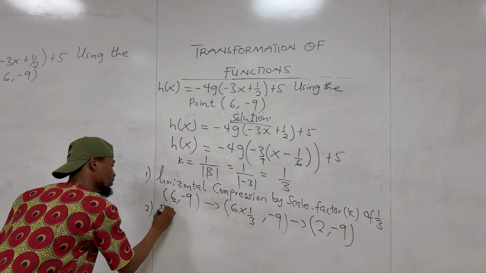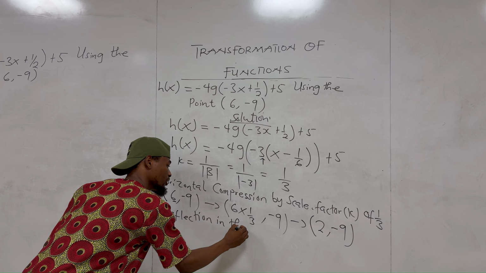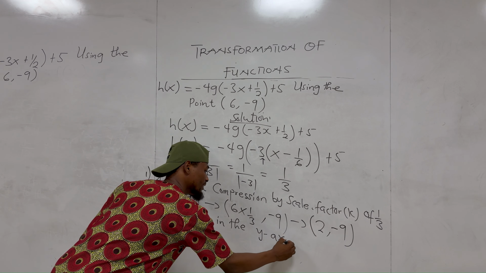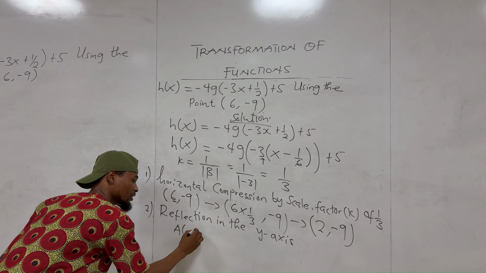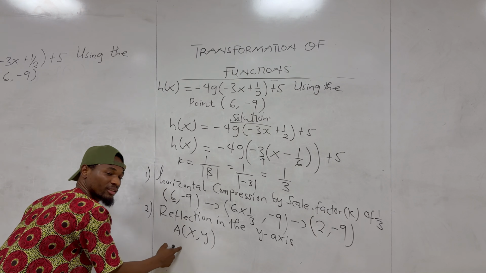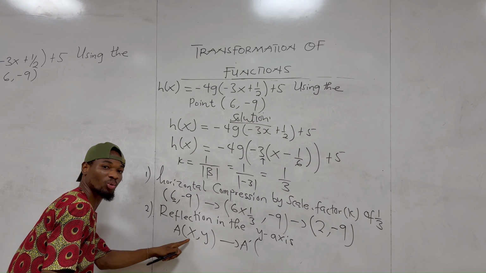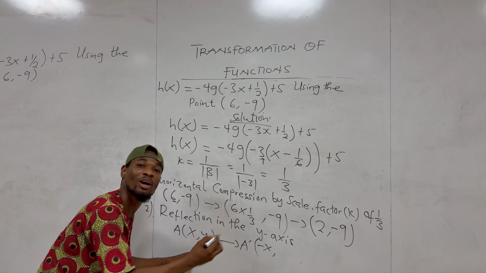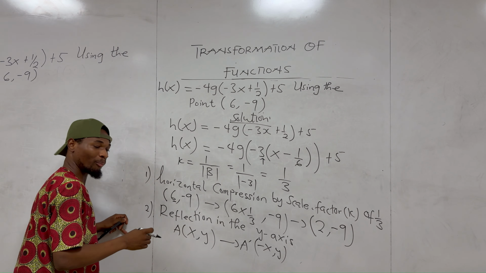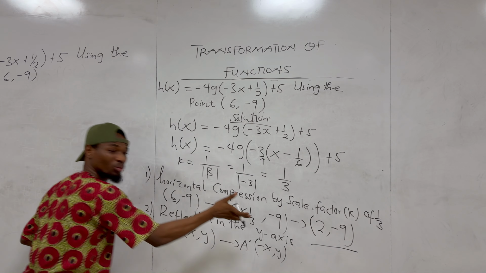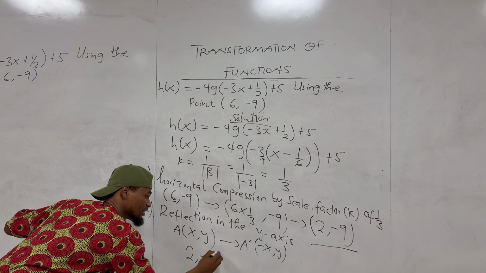So secondly, we have reflection in the y axis. So reflection in the y axis, you know that when you have a point x comma y and you reflect this in the y axis, that means we are going to negate the x and retain the y. Is that not so? We are just going to apply the same thing. So the point we got for this will become our reference point. So I have 2, negative 9.